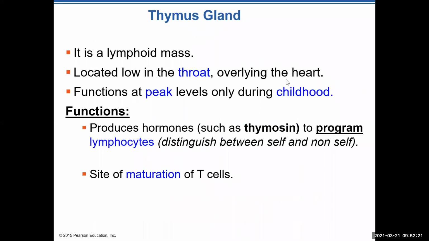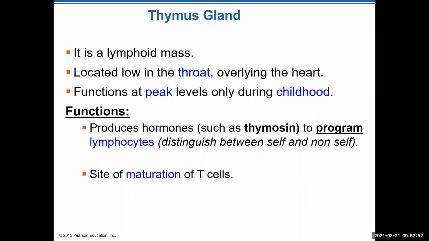Then we discussed the thymus gland, a primary lymphoid organ. Can you name the primary and secondary lymphoid organs? The primary ones are the thymus and bone marrow, absolutely. All the rest are secondary. Remember, thymus and bone marrow are primary.